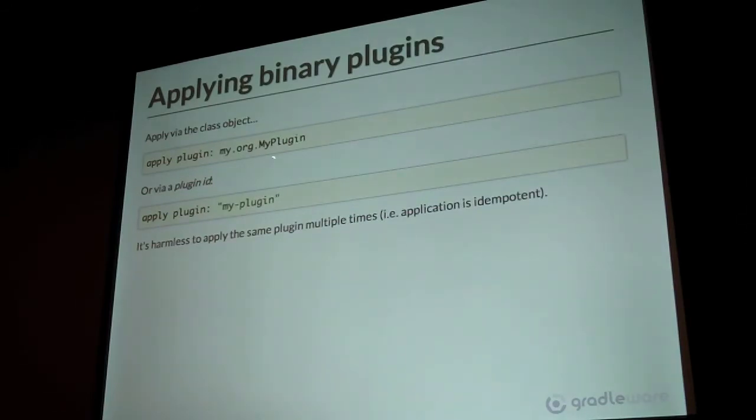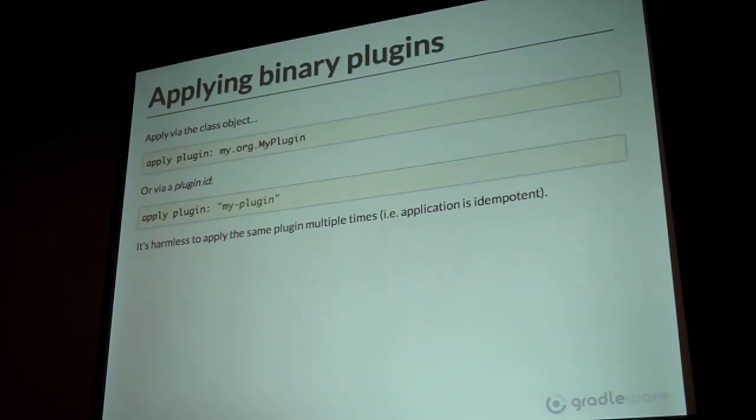There's a nicer way, because usually you don't want to have a fully qualified class name. That sounds like coding, right? That doesn't really fit a build script. So it would be much nicer if they could just call it by some name, apply plugin some name. For example, apply plugin java. That's how you apply the Java plugin that ships with Gradle.